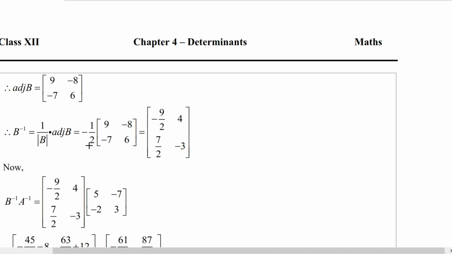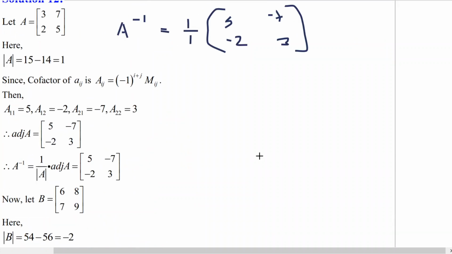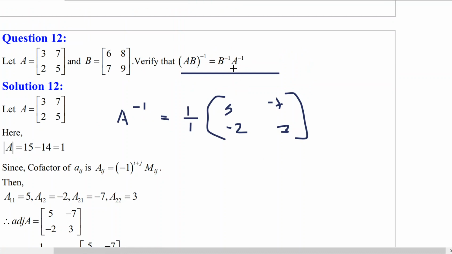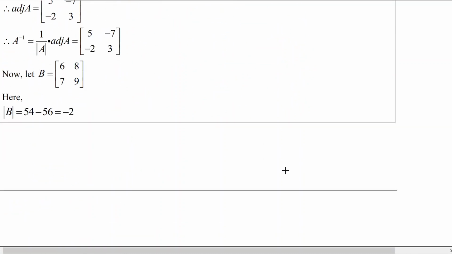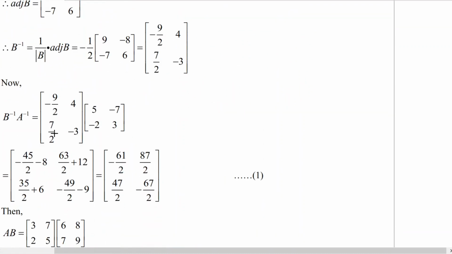And what has been done here, this 2 we have taken inside the matrix, multiplied by everything, that is half is multiplied by everything. So minus 8 into minus half is 4, 6 into minus half is minus 3, minus 9 by 2 plus 7 by 2. And now we'll find this B inverse into A inverse. So we have B inverse this and A inverse this. We can simply multiply them.